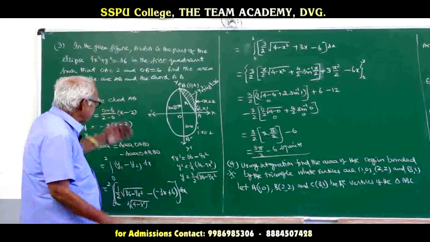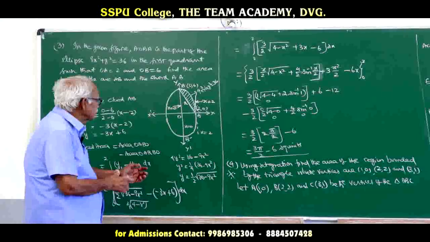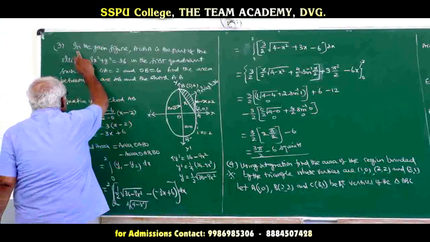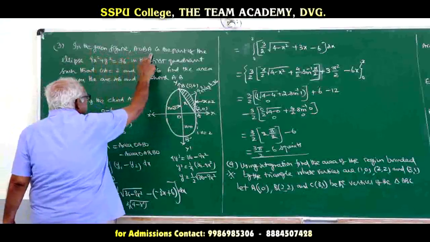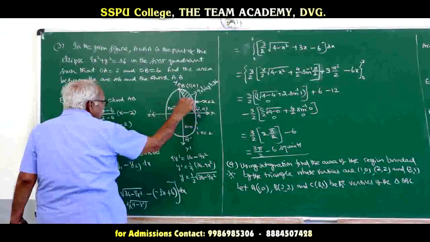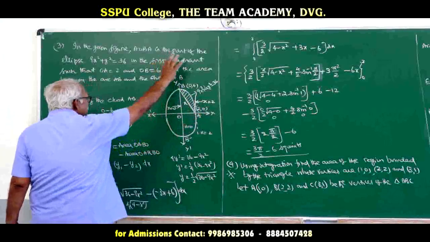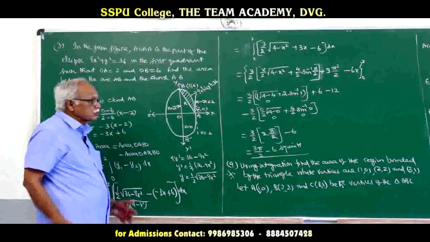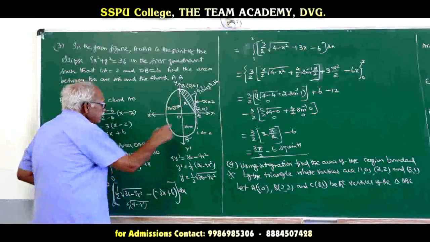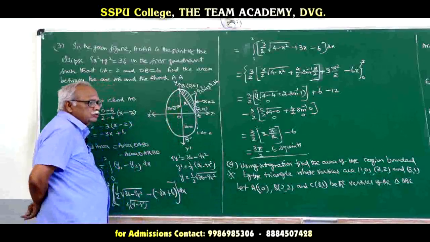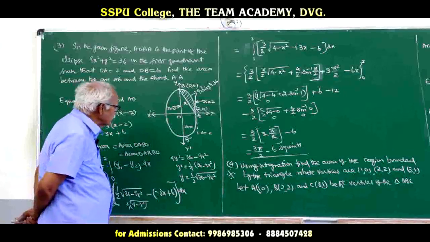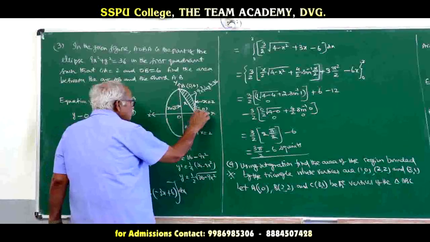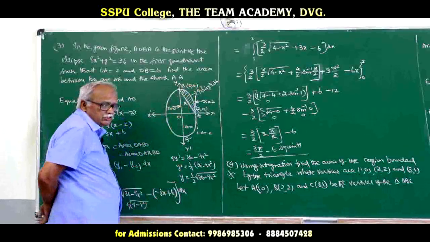The third question here, they have given the figures for this one, an ellipse and a straight line. We can read the figure. The question is, in the given figure, AB is a part of the ellipse in the first quadrant. Then OA is equal to 2 and OB is equal to 6 they have given. From the figure we can get the A coordinate as (2, 0) and the B coordinate as (0, 6).